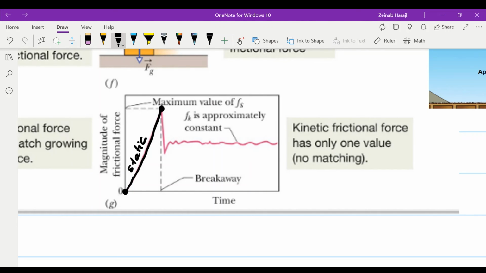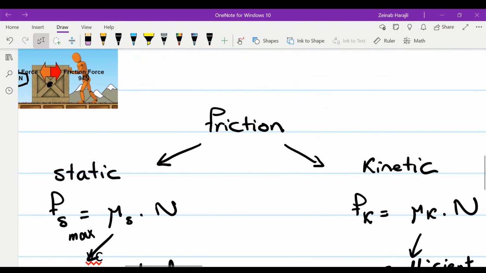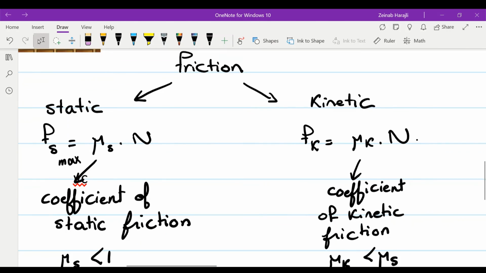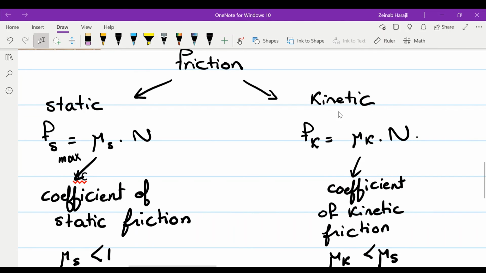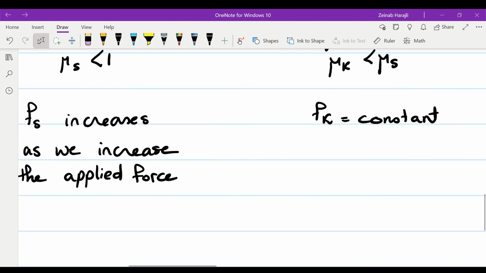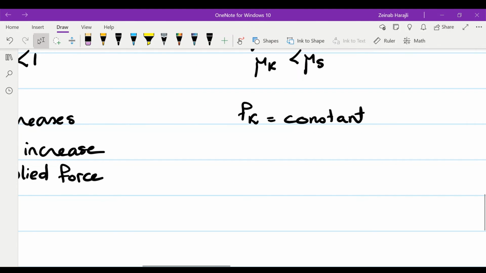After this maximum, if we increase the applied force, the object will start moving, and once the object starts moving, the friction drops to a kinetic friction value, which is constant even if we increase the applied force. So note that the kinetic friction is constant, while the static friction increases as we increase the applied force. So we have two types of friction, the static friction and the kinetic friction. The static friction increases as we increase the applied force, while the kinetic friction is constant.